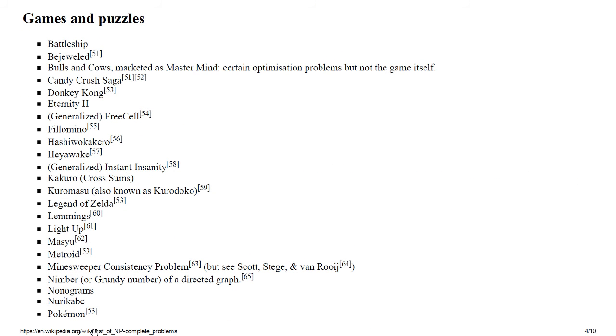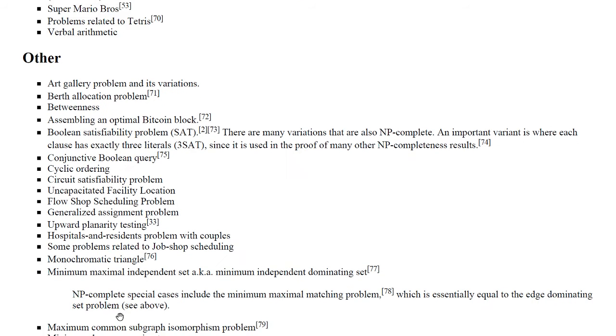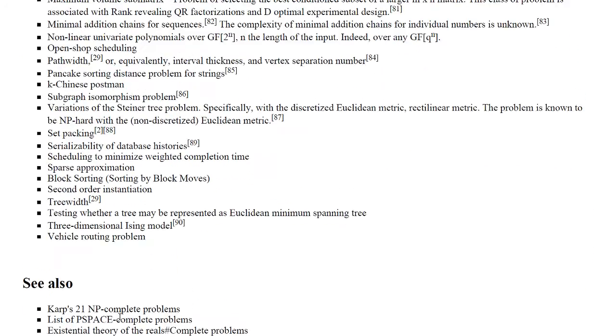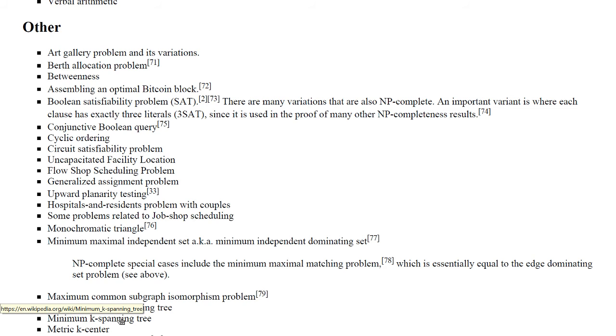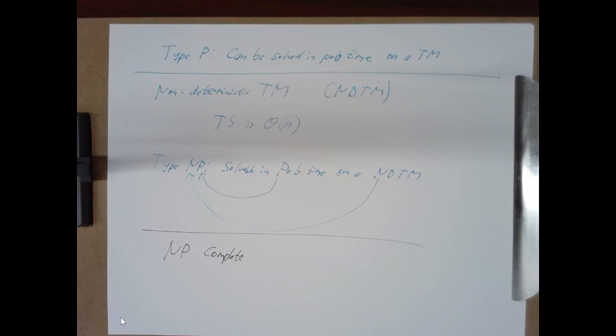I don't know. And I wonder what part of Pokemon they're considering. Right? So this is a partial list of NP-complete problems. Uncapacitated facility location, sure. I believe that.